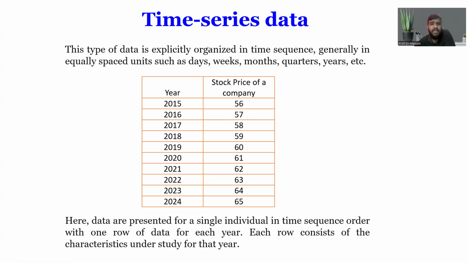This type of data is explicitly organized in time sequence, generally in equally spaced units such as days, weeks, months, quarters, years, etc., or a 5 year gap, 10 year gap. Here data are presented for a single individual. That means a single company. Individual here means a company, in time sequence order with one row of data for each year. Each row consists of the characteristics under study for the year.